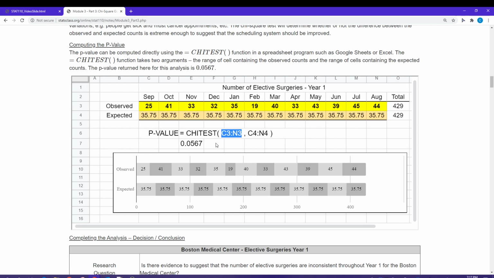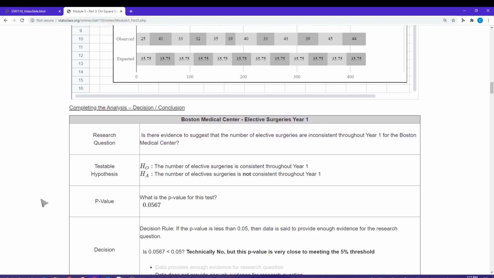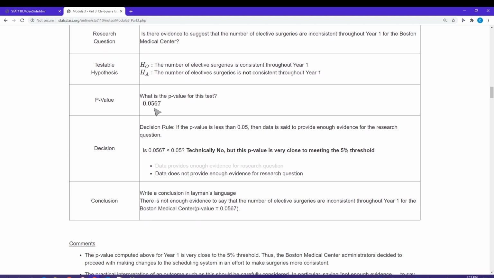So now I'm able to complete the test. The p-value is 0.0567. Is that less than 0.05? Technically it is not, but notice that the p-value is very close to that 5% threshold. So technically speaking, we do not have enough evidence for the research question. And the conclusion would be stated that way as well.